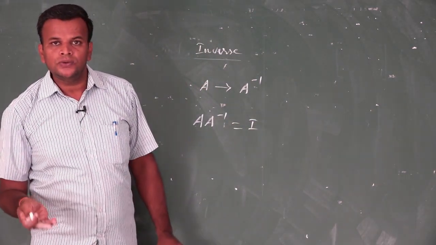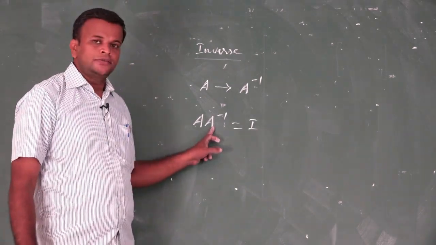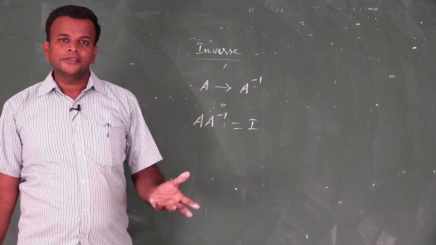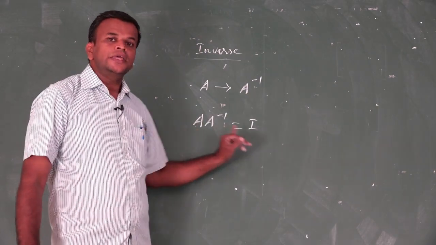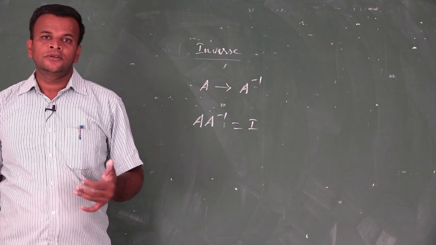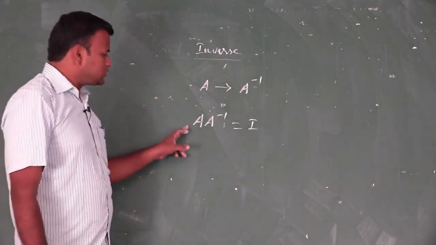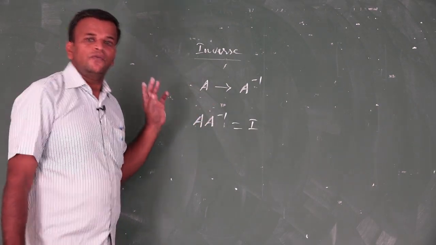It may be 2 by 2 or 3 by 3. We multiply these two matrices. One matrix is A, and A inverse is also another matrix. Suppose we multiply these two matrices and we get an identity matrix. We come to the conclusion one is the inverse of the other. That is, A is the inverse of A inverse, or A inverse is the inverse of A.